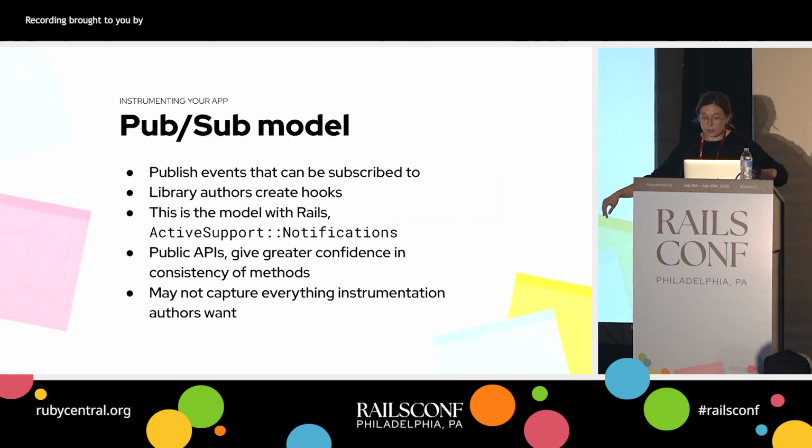The pub/sub model is what Rails uses with Active Support Notifications. It's great because there are public APIs, which gives greater confidence in the consistency of methods. And it may not capture everything that instrumentation authors want, which can be the downside. I think there are a few things in Rails specifically related to models that aren't quite captured by this. And so we will usually use monkey patching to take care of those edge cases.